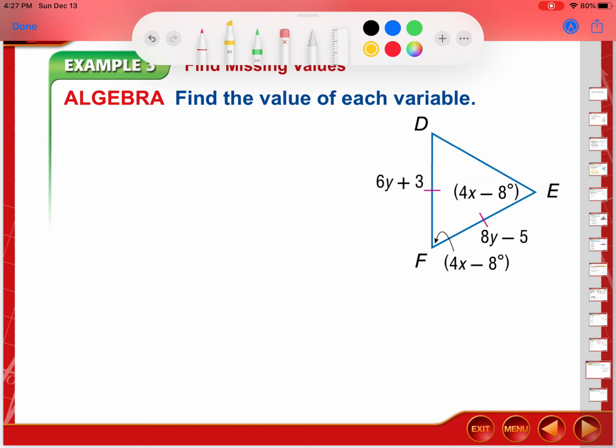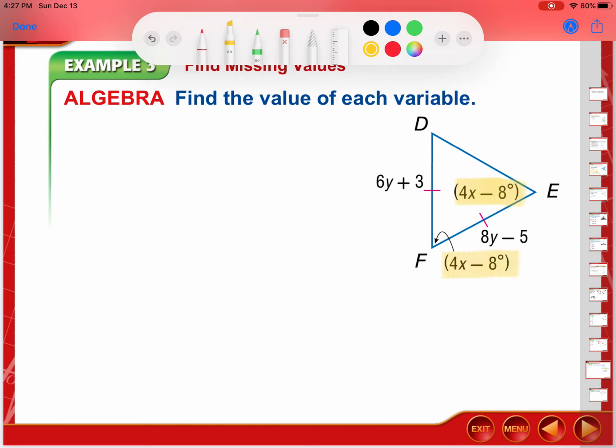So we need to find the value of each variable in this equation. Now, this example is a little bit more difficult. I don't say it's more difficult because of algebra. That does play an effect. But since they give us no actual real angle measures, it does become a little more challenging.